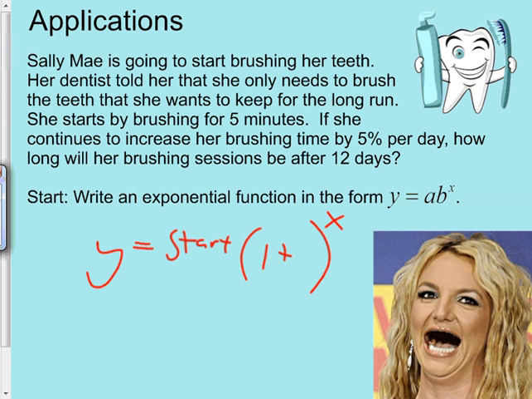Okay, so she's increasing by 5% per day, 0.05, and the 12 days goes here, because that's the time she wants to use. She started at 5 minutes, so we put a 5 right there. So there is your problem. You just have to type that in, and the calculator will give you the answer.